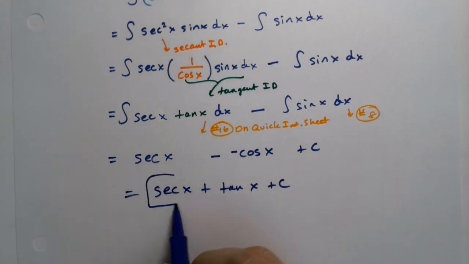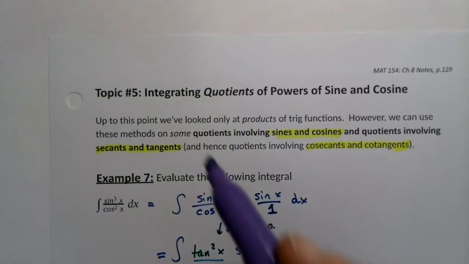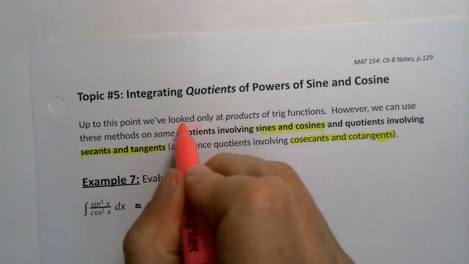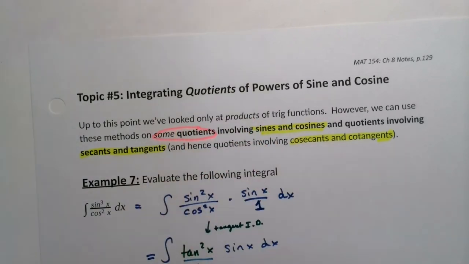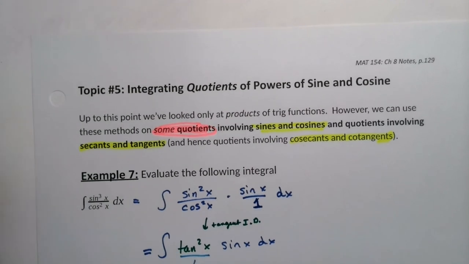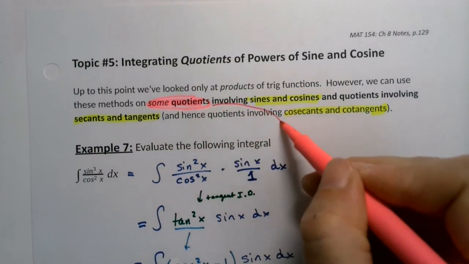Now we were able to make this work and fiddle around with all of this for one particular reason. And that's where the word "some" comes in. If you'll remember, back at the top, right here, it says "some quotients." So what would those quotients have? The reason we were able to do it, if you look at our particular problem, is that the extra sine that we stripped out was in the numerator. If it was in the denominator, it wouldn't have done us any good.